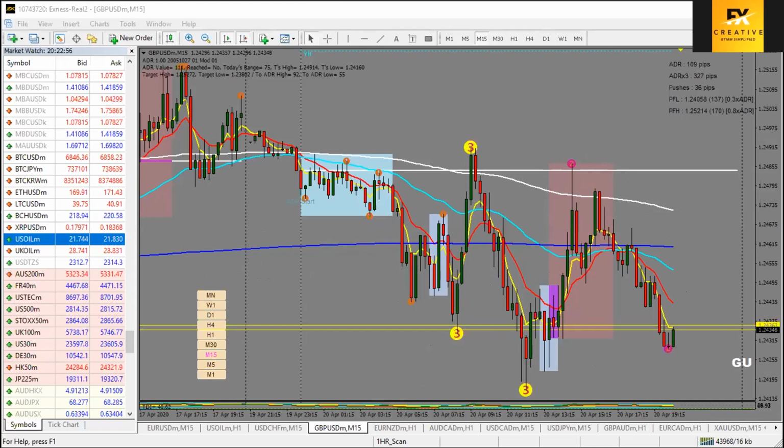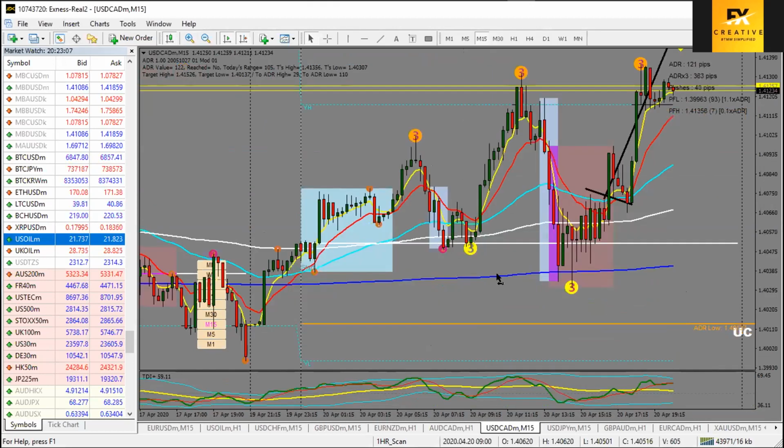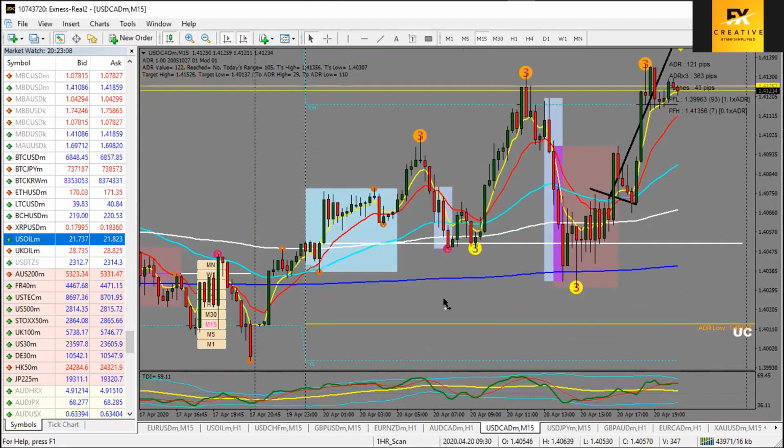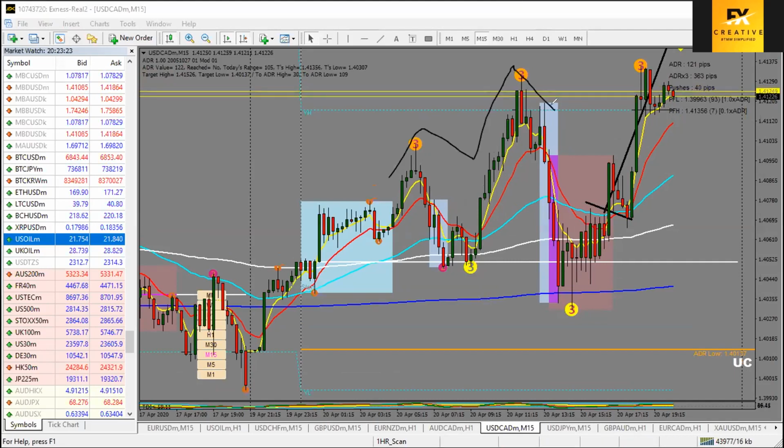Now, another pair was USDCAD. You can see right there, I also placed a mark right there where my entry was supposed to be on USDCAD. And you can see, I know that some people might have profited there, but that wasn't the setup. Some people could have fallen for this, but the setup was this.